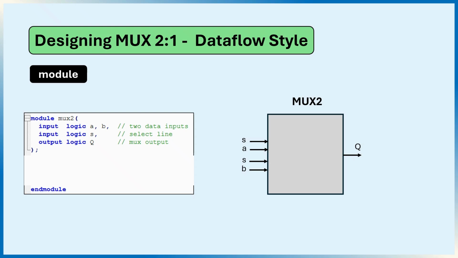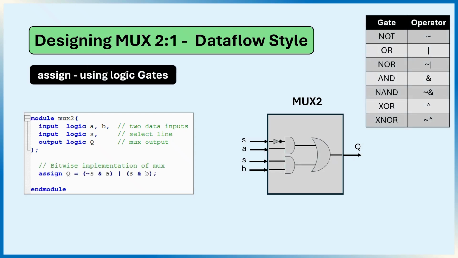Now we add the data flow code with an assign statement that mirrors the logic inside the box. Q is assigned S complement and A, or S and B. This is exactly the gate diagram written as a single expression.